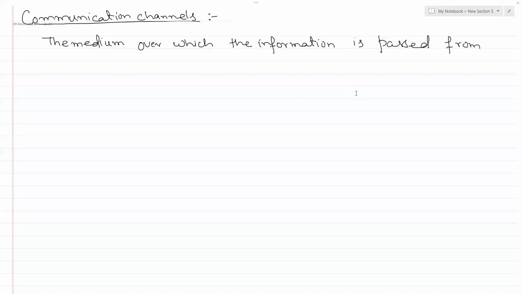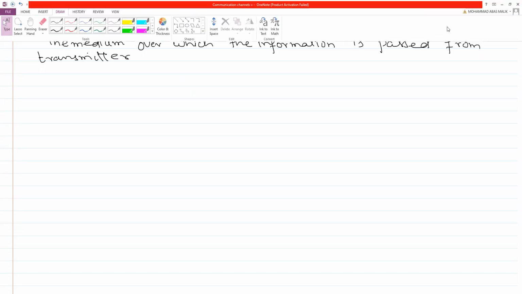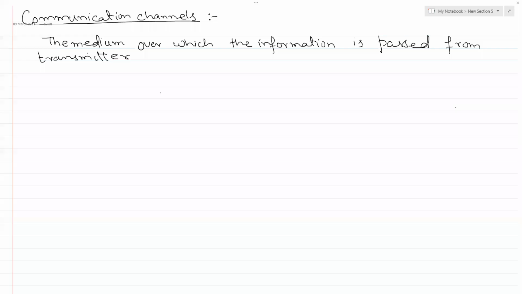Okay, the medium over which the information is passed from transmitter to the receiver is called a communication channel.